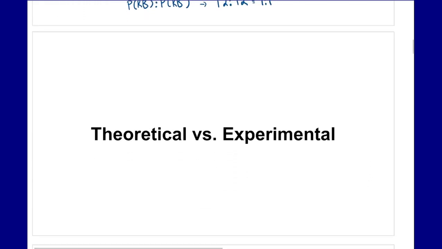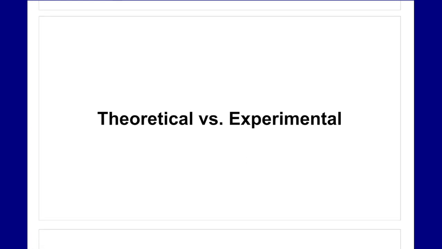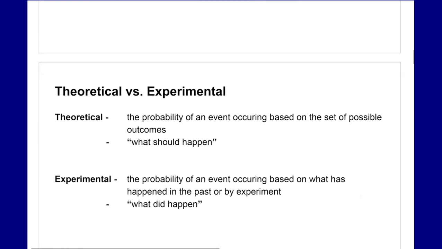So that was a bit of a review on theoretical and experimental probability, which is what we looked at in the last 2 lessons. We're just going to look at comparing the two now, the theoretical and the experimental.